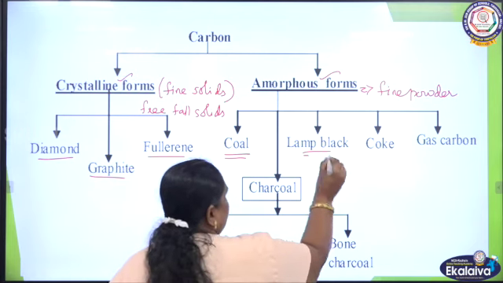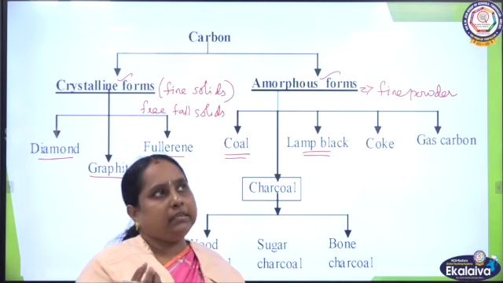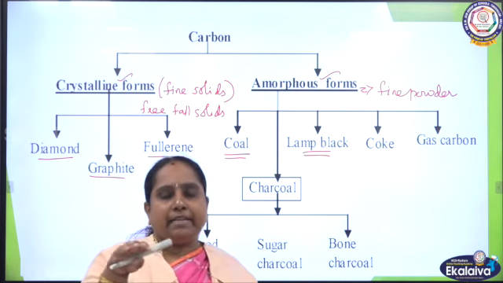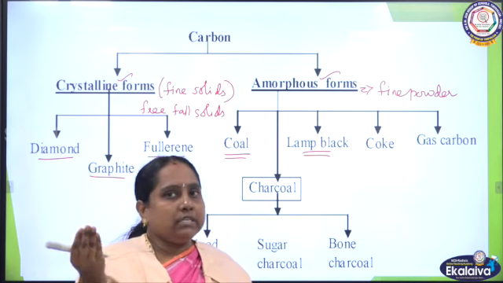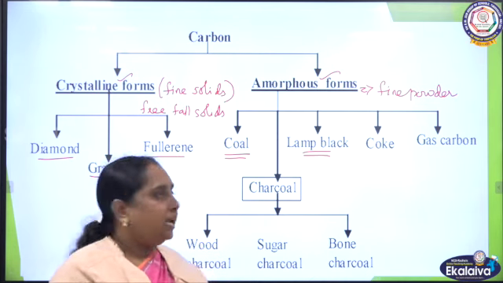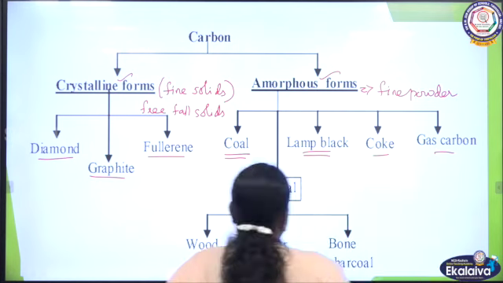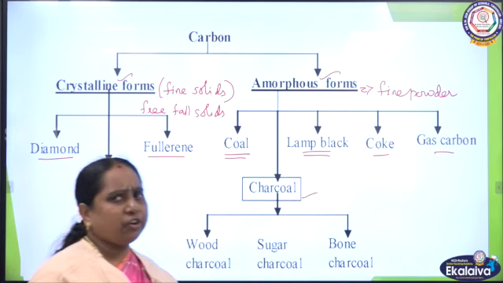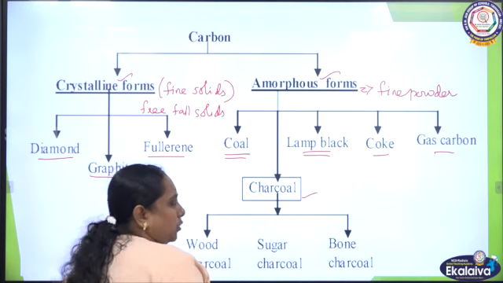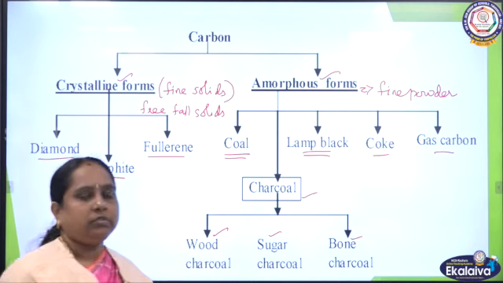Lamp black. What is lamp black? It is nothing but when you burn a lamp, you will see that a black colored substance gets deposited. If you scratch out the substance and take it, it will be a black powdery substance. That is what is called lamp black. And coke, gas carbon, charcoal. These are all amorphous forms of carbon only. In charcoal, there are three types we can have: wood charcoal, sugar charcoal and bone charcoal, right?